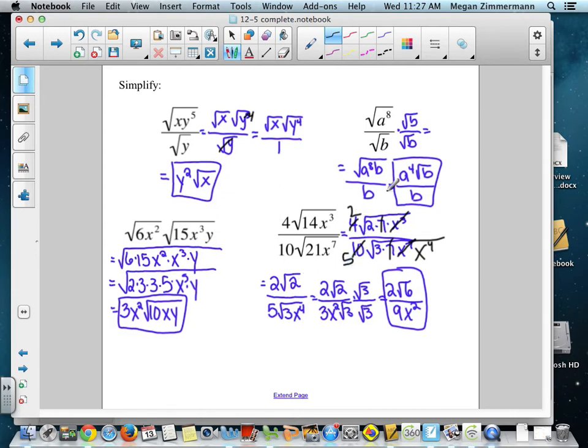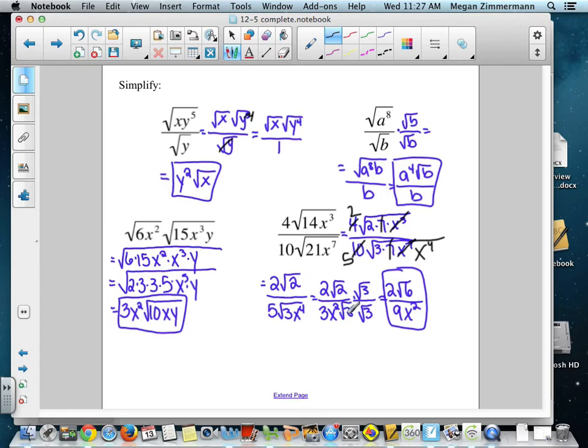So what I have left here after I cancel out from the beginning is 2 root 2 divided by 5 times the square root of 3x to the fourth. I know that I can simplify the square root of x to the fourth as x squared, so I just rewrote it as 3x squared times the square root of 3 in the denominator.